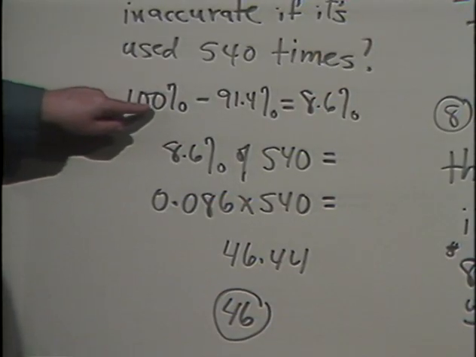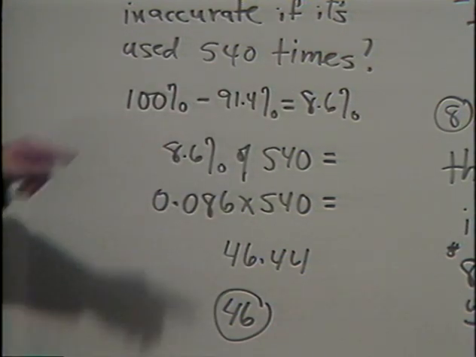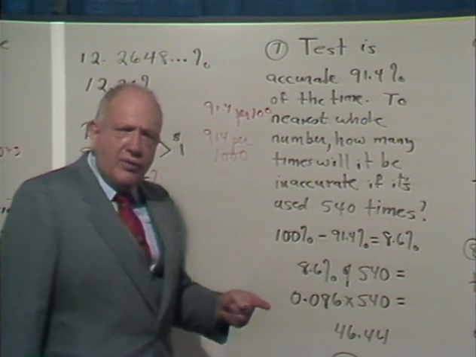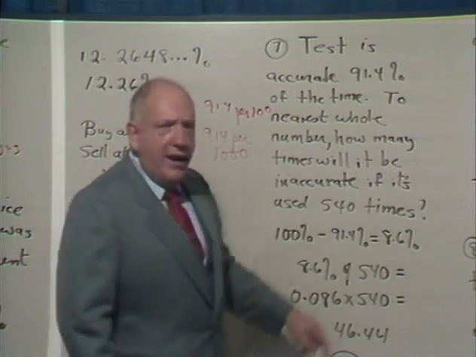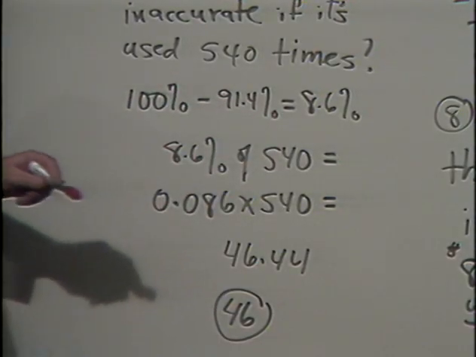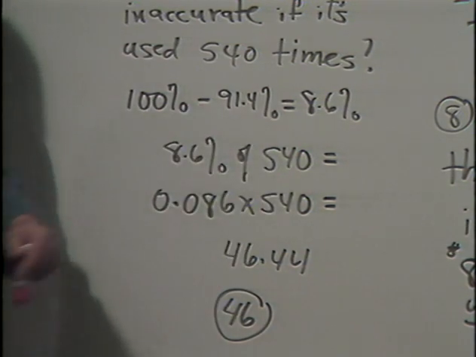See, 100% minus 91.4% is 8.6%. That's the failure rate, because either it fails or it works. It's either accurate or inaccurate. If it's accurate 91.4% of the time, it must be inaccurate the rest. That's 8.6%. So in other words, it's going to fail what? 8.6% of the times that you try it.